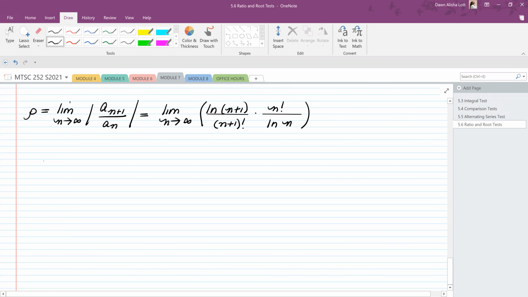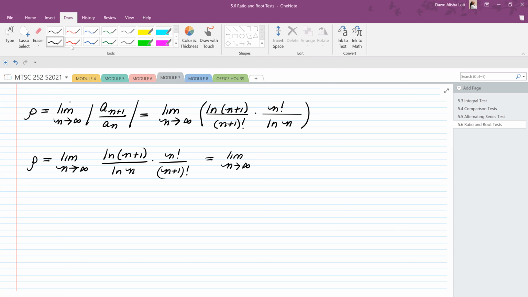So now this says rho is equal to the limit as n approaches infinity. So now how do I deal with this? Let's put the log of n plus 1 over the log of n. And let's put n factorial over n plus 1 factorial. So now I get, this is the limit as n approaches infinity. Now, how do you evaluate this limit?